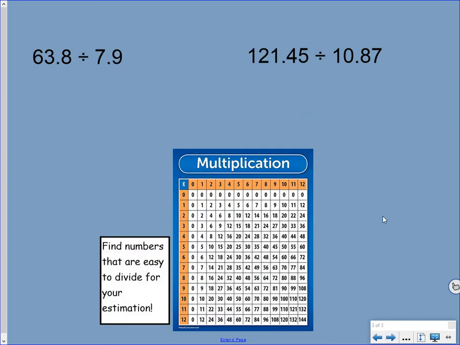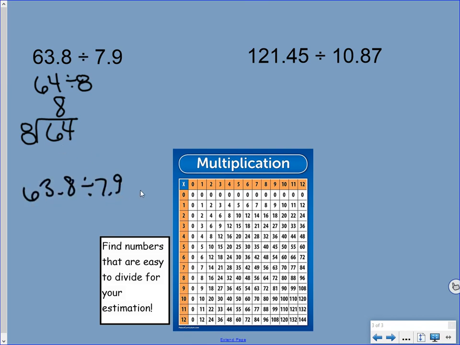Last ones. 63 and 8/10 divided by 7 and 9/10. So if I was rounding appropriately, I would make this a 64 divided by 8. Are these two numbers compatible? Can I easily divide these two numbers? If I go down my 8s, I find 64, and I can see the answer is 8. So 63 and 8/10 divided by 7 and 9/10 is going to be around 8.